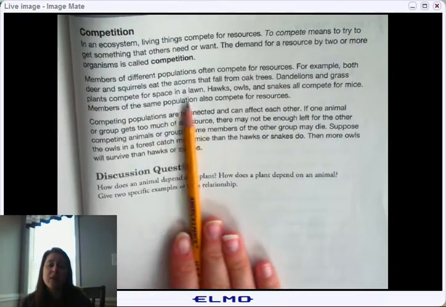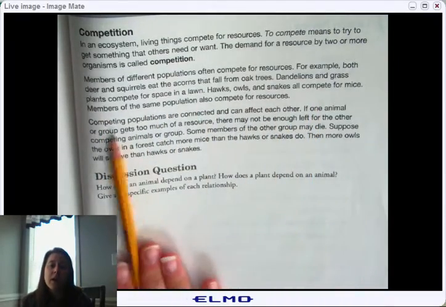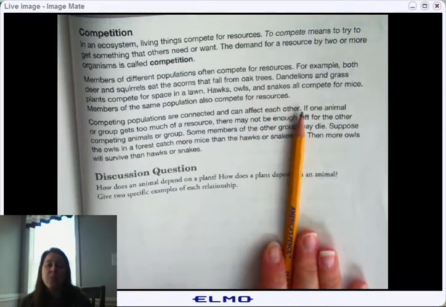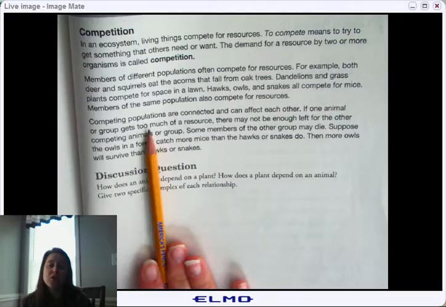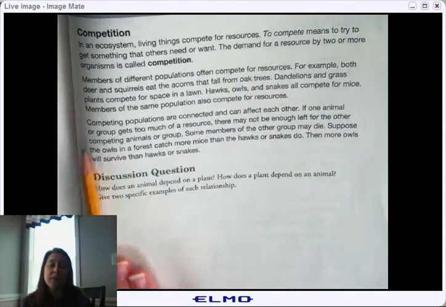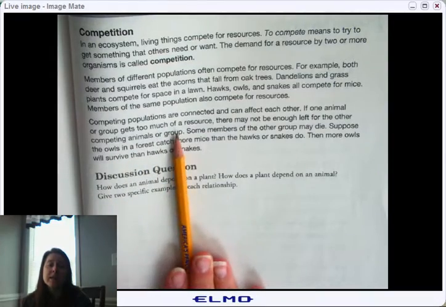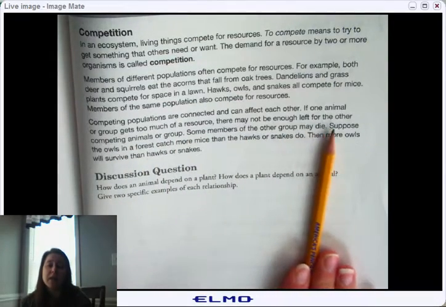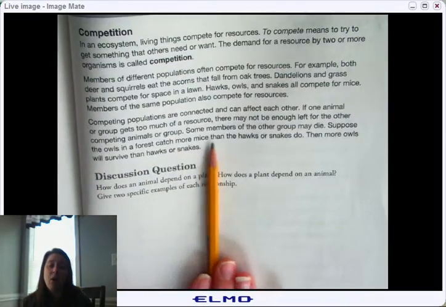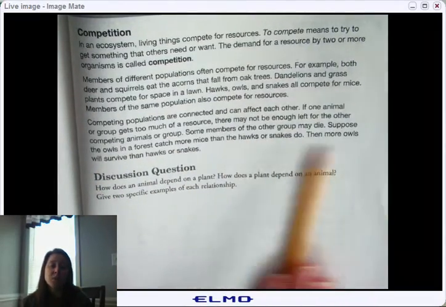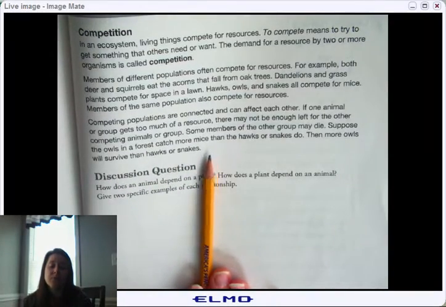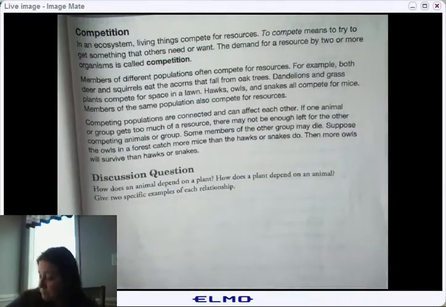Members of the same population also compete for resources. Competing populations are connected and can affect each other. If one animal or group gets too much of a resource, there may not be enough left for the other competing animal or group. Some members of the other group may die. Suppose the owls in a forest catch more mice than the hawks or snakes do. Then more owls will survive than hawks or snakes. So more owls are going to survive if they catch more prey.